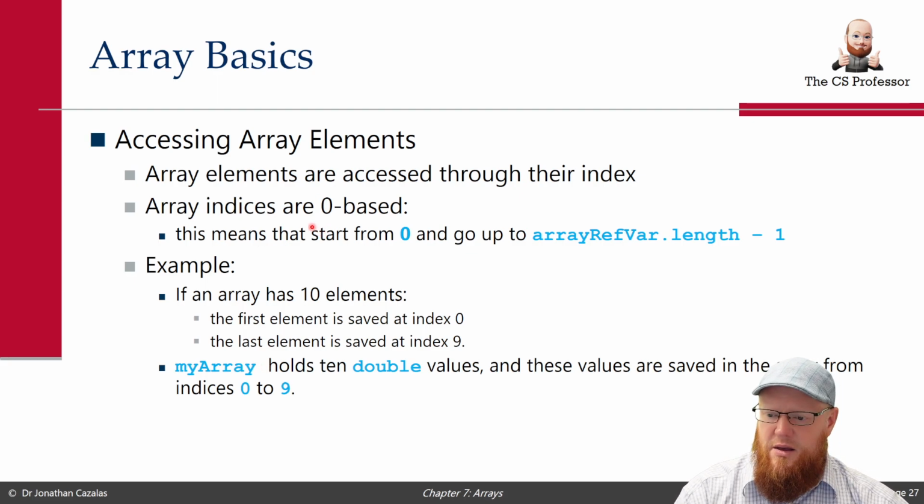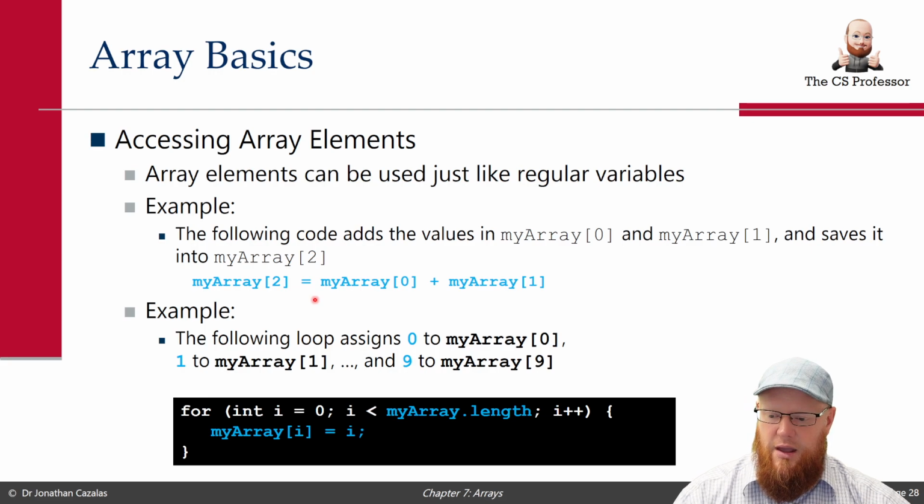This is just a quick reminder. We've studied this in Python, that array indices are 0-based. It's going to go from 0 up to the length minus 1. So again, if an array has size 10, it'll go from 0 to 9. That's straightforward. We know that. And then here is an example that we can use arrays just like regular variables. In the following code, we add the values in myArray0 and myArray1, and we save it to myArray2. Pretty straightforward. This is an assignment. Come to the right side. We take what is in myArray0, we add it to myArray1, we save it into the variable myArray2. Pretty straightforward.